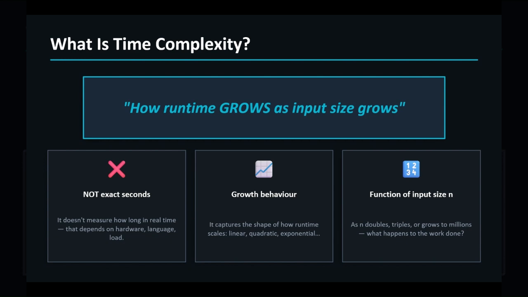So when we say an algorithm has linear time complexity, O(n), we mean double the input, roughly double the work. Quadratic, O(n squared), means double the input and quadruple the work. Similarly, exponential, O(2 to the power n), means add just one item to the input and the work doubles entirely. We express all of this using Big O notation, which we'll see on the next slide. Think of Big O as a language for describing the shape of growth.